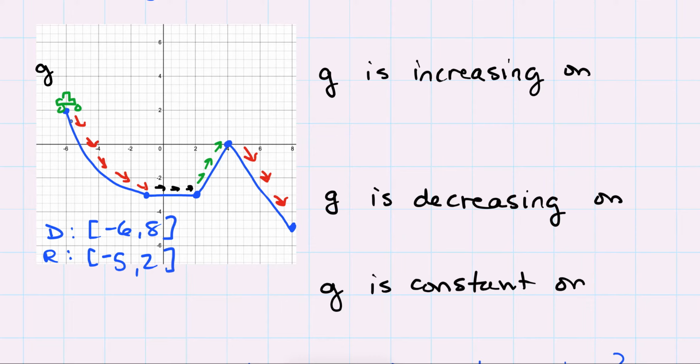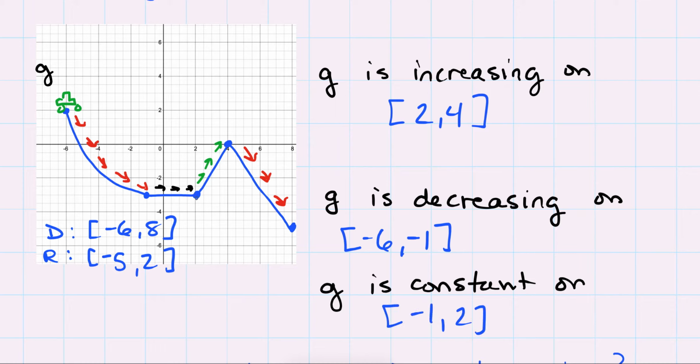Okay, we're increasing on the interval, this is decreasing. So increasing is only here. Increasing from 2 to 4. There's nowhere else that we're going up. We're decreasing from -6 to -1. We're constant from -1 to 2. And then we're increasing from 2 to 4, which we already wrote, and then from 4 to 8, we're decreasing.